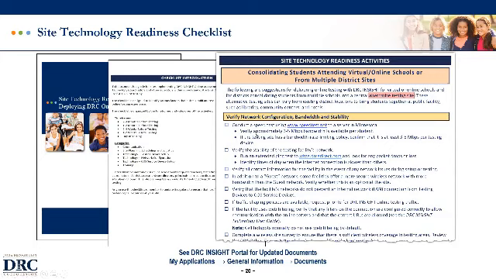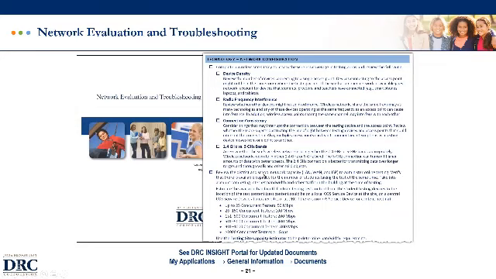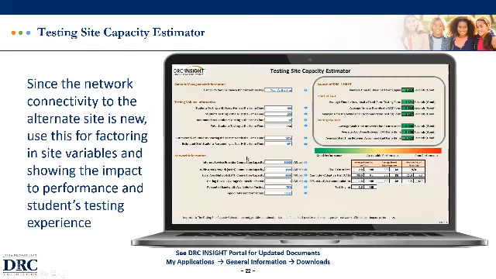in addition to these additional tips. We do have another document that's specifically around network configuration that you may want to use, specifically for the testing sites that are not on network. It goes into a little bit more detail on the network verification than what's in the Site Technology Readiness Checklist. One additional tool that you should look at, especially for these new sites that you haven't tested on before, is the Site Capacity Estimator. This gives you a really good idea of what the student experience is going to be given the number of students you plan to be testing at the same time at that site.